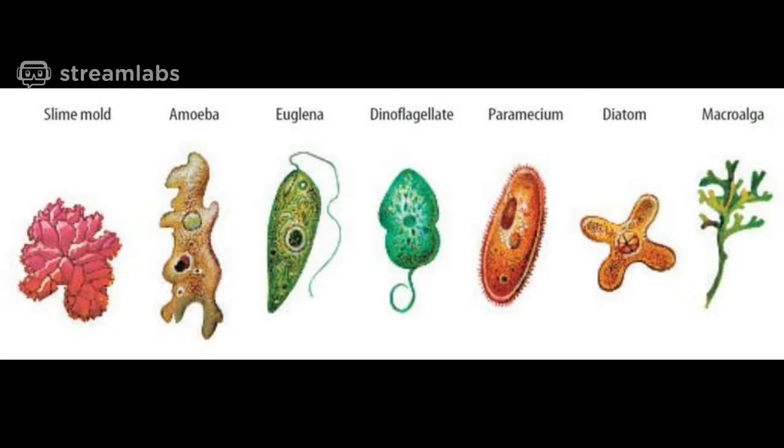And next is Protista, single-celled organisms. Single-celled organisms, both plant-like and animal-like, come under Protista. These are eukaryotes. Some examples that come under Protista are slime mold (mold is a fungus), amoeba, euglena, dinoflagellata, which comes under algae, paramecium, diatom, and macroalga. All these are examples of Protista as they have only one cell.